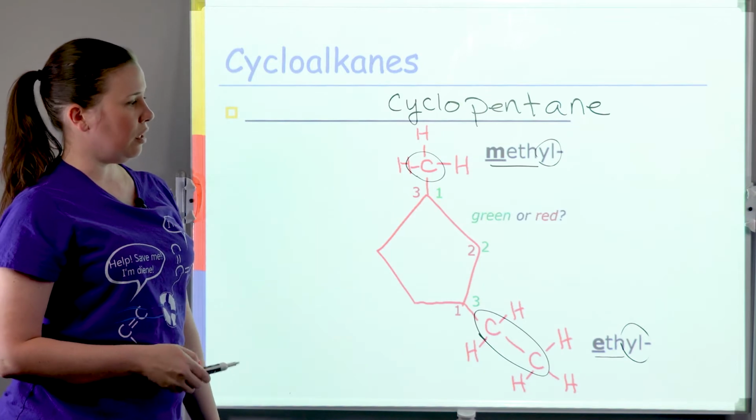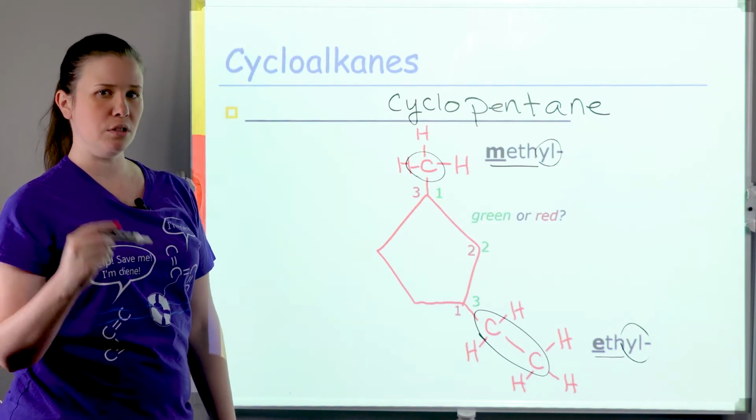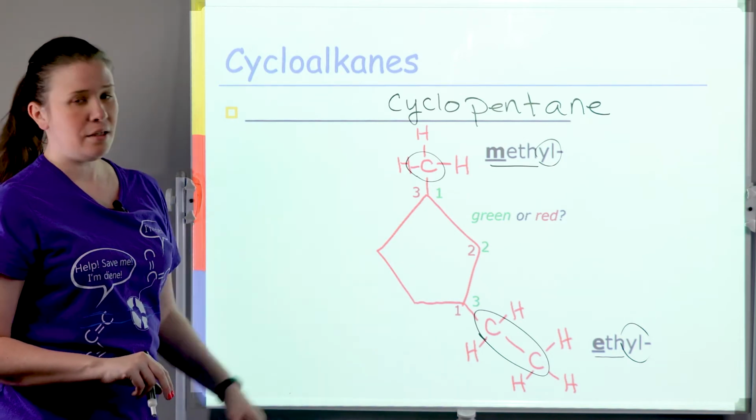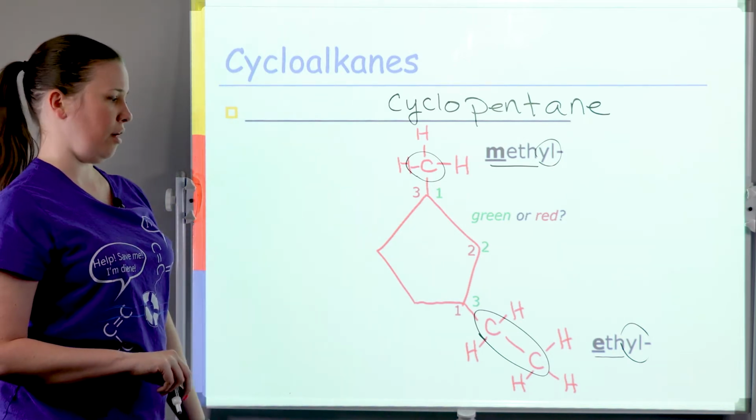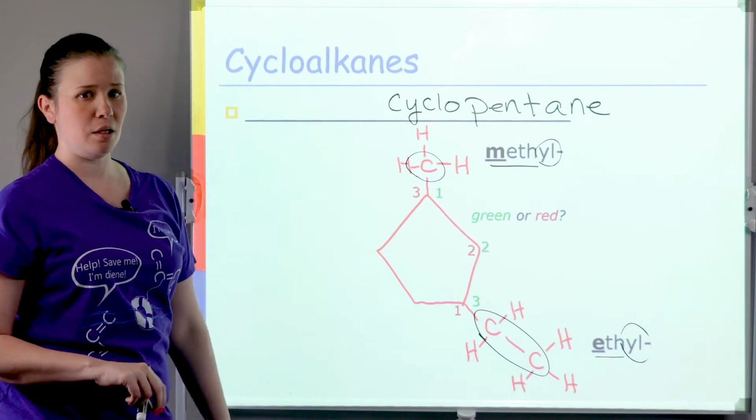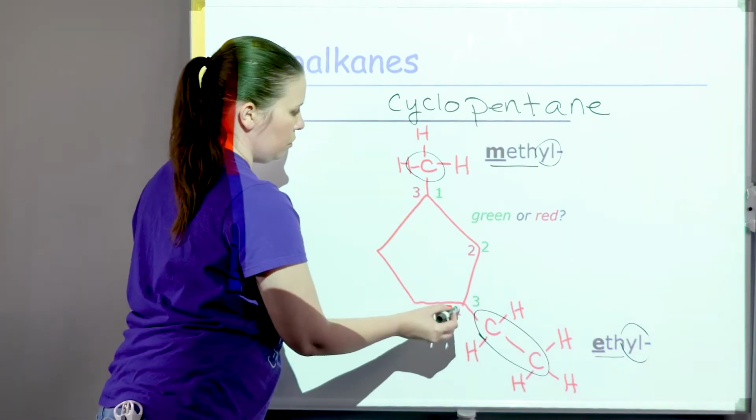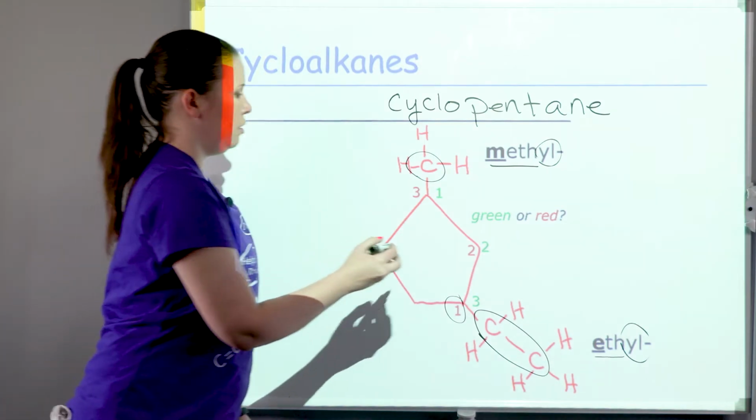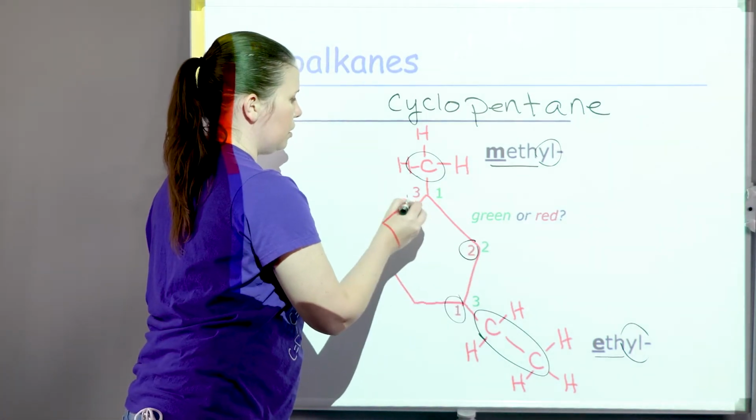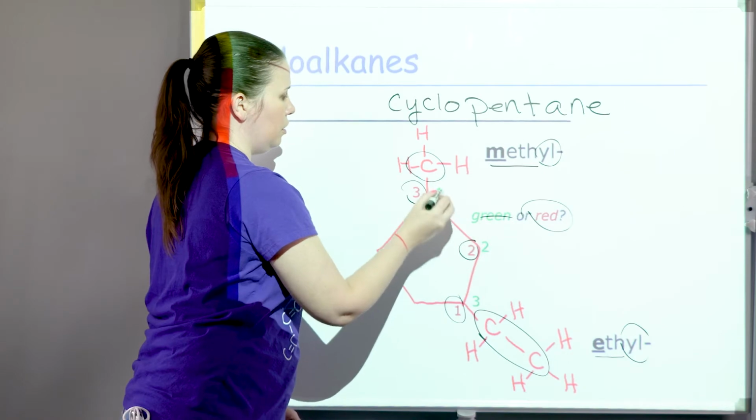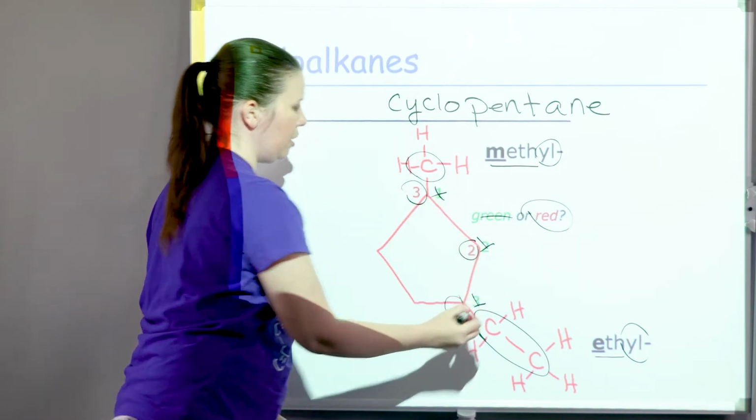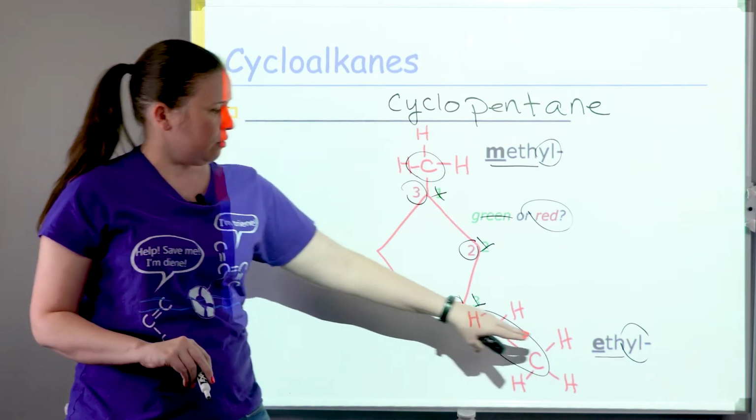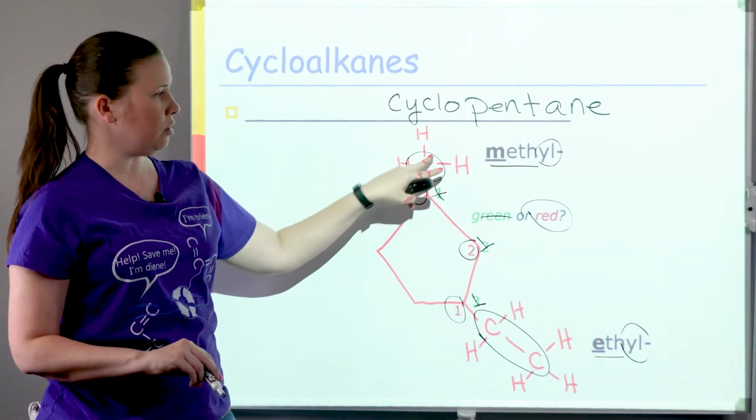But I need to figure out now, is it the red numbering system or the green numbering system based on ABC order? So E comes before M in the alphabet. So E is going to come first in the numbering system, meaning it's going to win and get that number 1 spot. So then I would go with the red numbering system overall, not the green numbering system at all. You can't mix and match. So this would be 1 for our ethyl and 3 for our methyl.